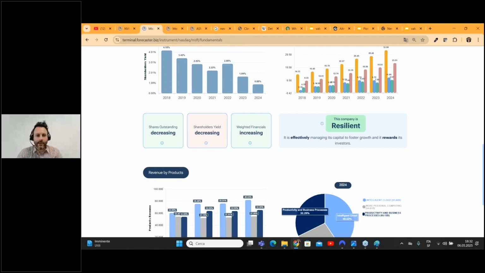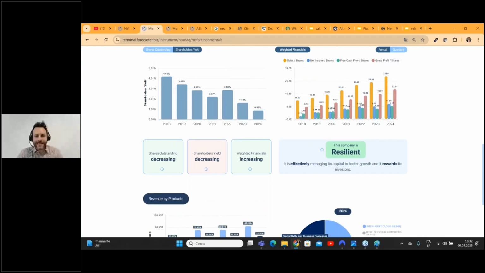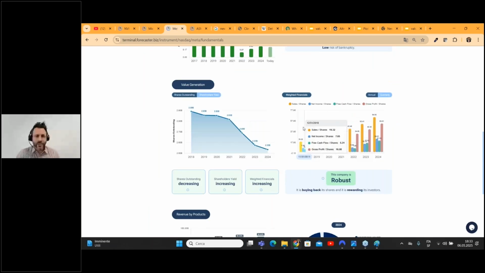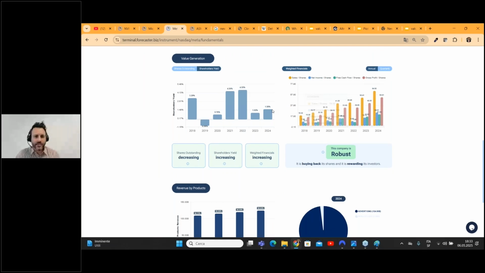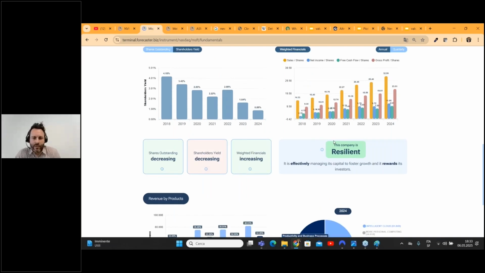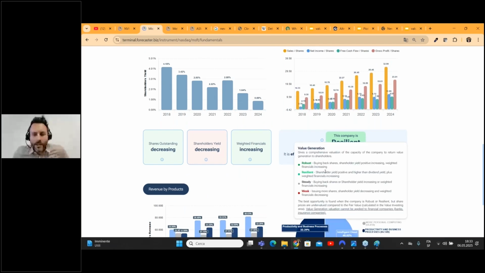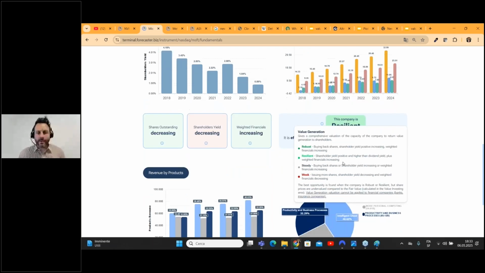In this case, you have a shareholder yield which is decreasing. Okay, so it's not the best situation, but of course you have to go deeper into the analysis. Let's go, for example, here. Here we have a shareholder yield for Meta which is increasing. Everything is good, and this is why the company is valued robust. Okay, in the case of Microsoft, the company is resilient, which is of course good because it is in green, so it's good, but robust, of course, is better.